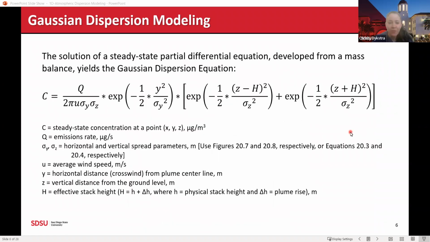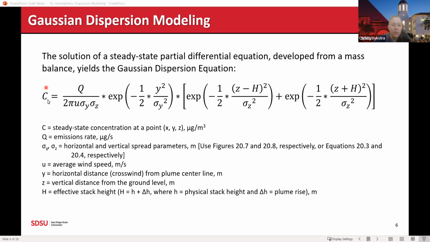Okay, so to get right to the heart of what we need to know, this is the steady state solution of a bunch of partial differential equations that's developed from mass balance and yields this Gaussian dispersion equation. So this is what this entire chapter is based on, and a super important equation for you for solving any of these problems. All right, so let's go through a couple of these terms.